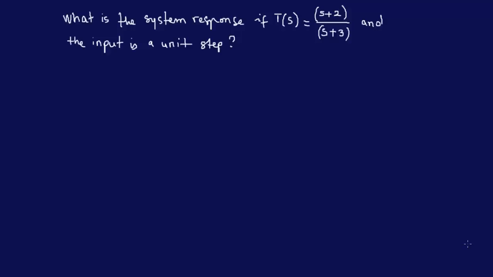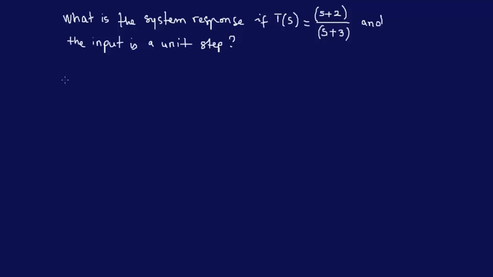Now for the input, it could have been anything else. It could have been an impulse, a ramp, or an exponential. It doesn't matter really, but pay attention to the question. So here it's a unit step, so the transform of a unit step is 1 over s.